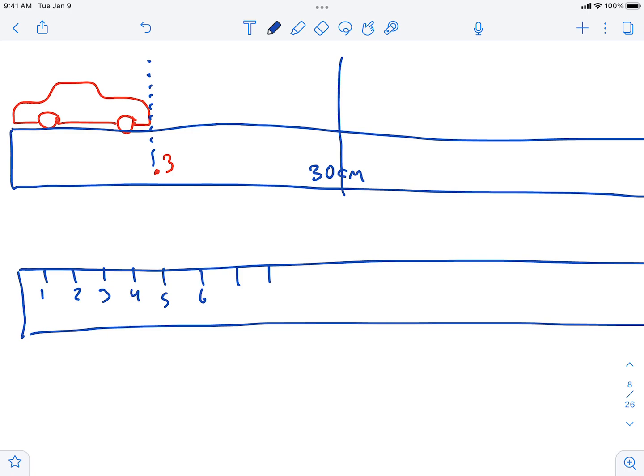So is this past 1? Yeah, definitely. It's past 2, it's past 3, it's past 4. Look, it doesn't make it to 5 though, right? So we have to come up with a measurement somewhere between 4 and 5 centimeters. It's the tenths place that we are estimating. What would be a fair estimate for the tenths place?